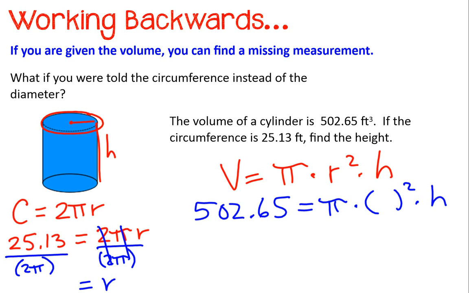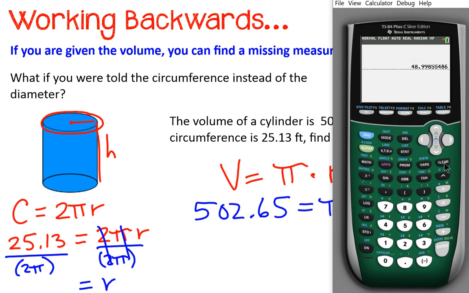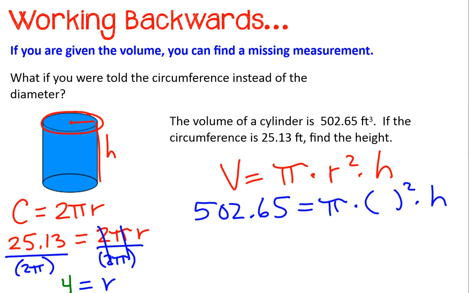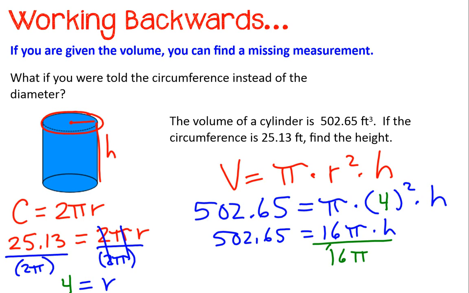So let's open our calculators, and let's clear them out and compute 25.13 divided by, and don't forget you need parentheses here, 2 pi. And it looks like the radius is 3.999, which we're going to go with 4. So the radius is 4. So I'm going to plug that in here. So 502.65 is equal to 4 squared times pi, so that's 16 times pi. And then I'm just going to divide both sides by 16 pi.